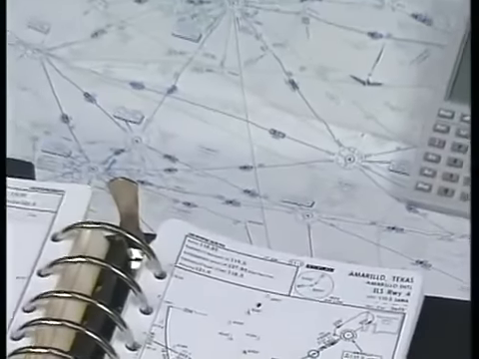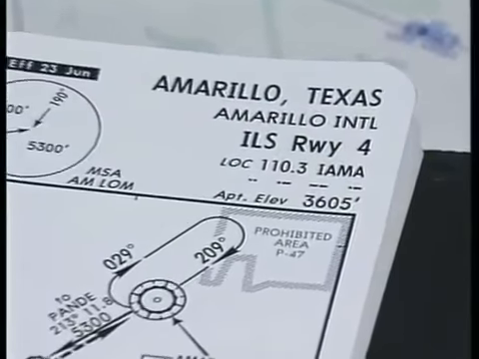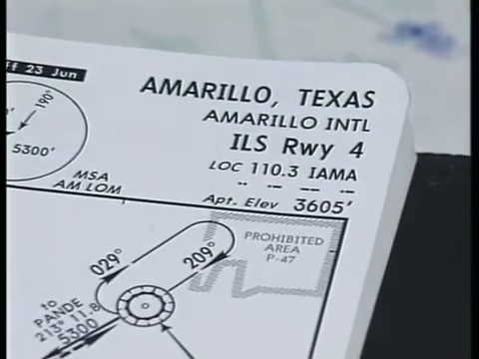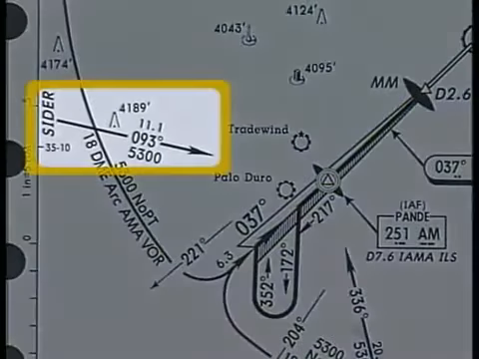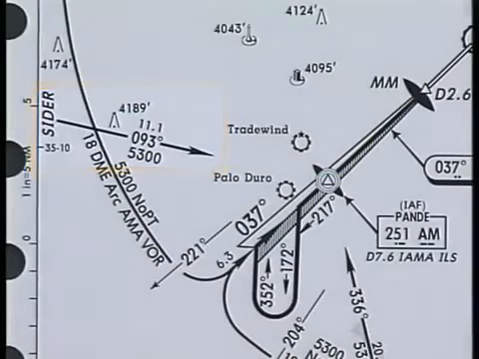Now let's use your understanding of the ILS components to fly an actual approach. We'll use the ILS Runway 4 approach at Amarillo, Texas. Assume you are on the feeder route from Cider intersection and have been cleared for the approach. The procedure will be shown as if it were in a non-radar environment.